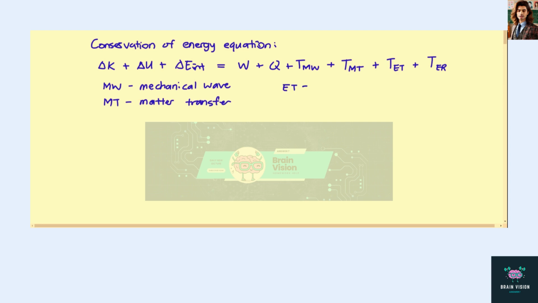Then ET is electrical transmission, and ER is electromagnetic radiation. Okay, so there are four parts.